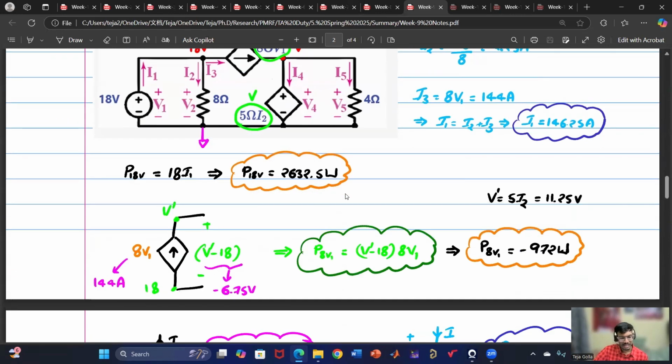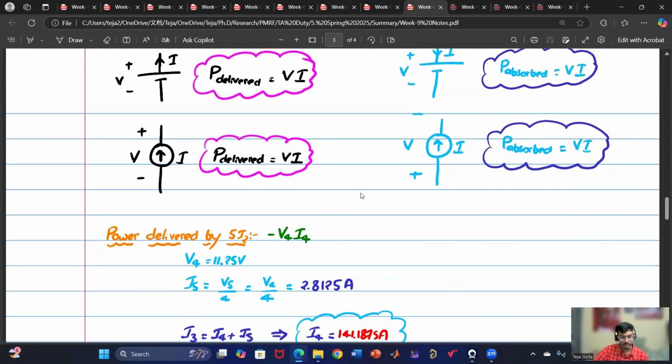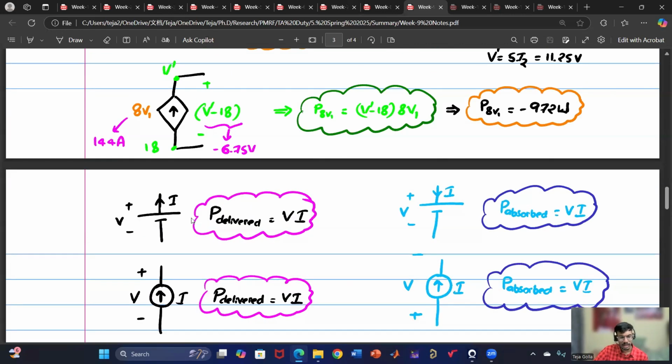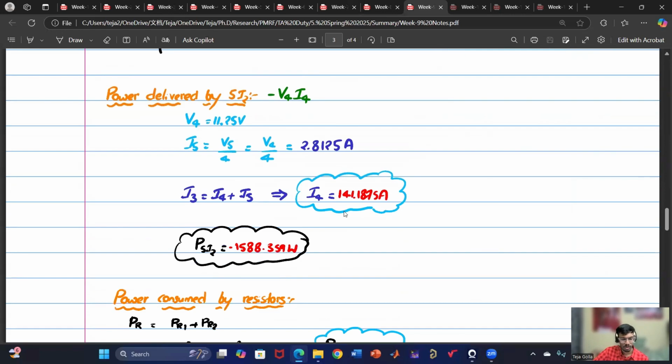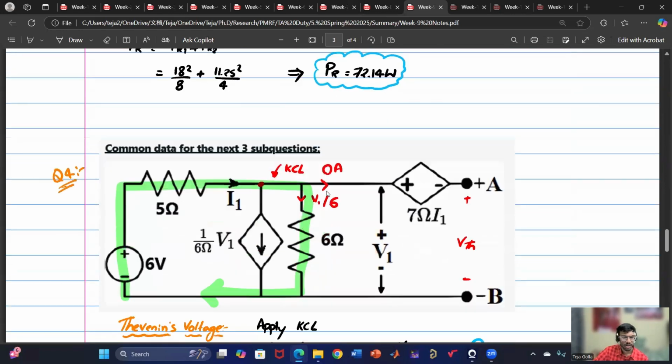Then we have applied KCL, KVL and solved for unknowns. Here I have also given the convention. Here it is delivering. This is also delivering. Here it is absorbing or consuming. This is also absorbing or consuming. So if you have any queries, you can always come back here and check whether your concept is clear or not. Then we have solved for power delivered, power consumed.